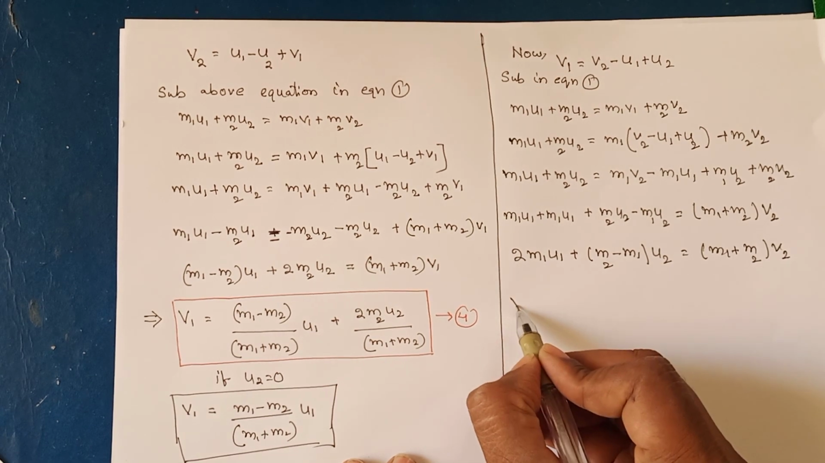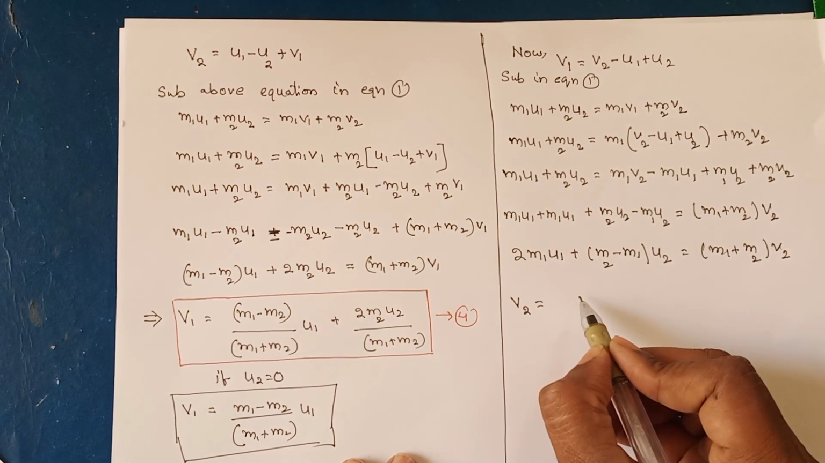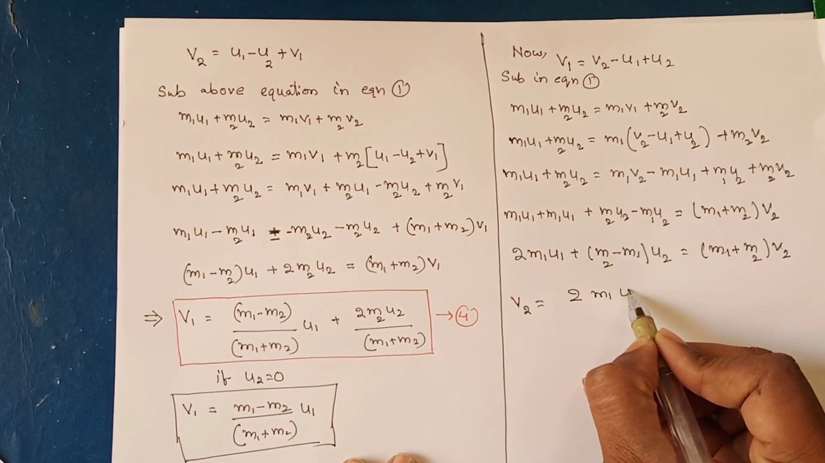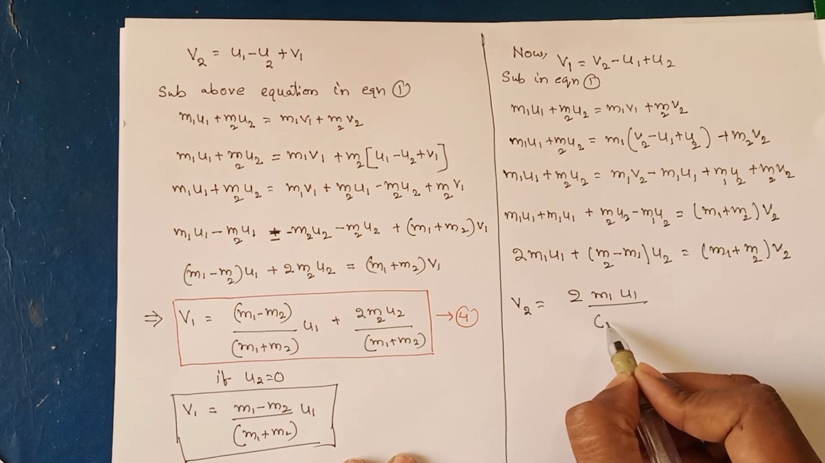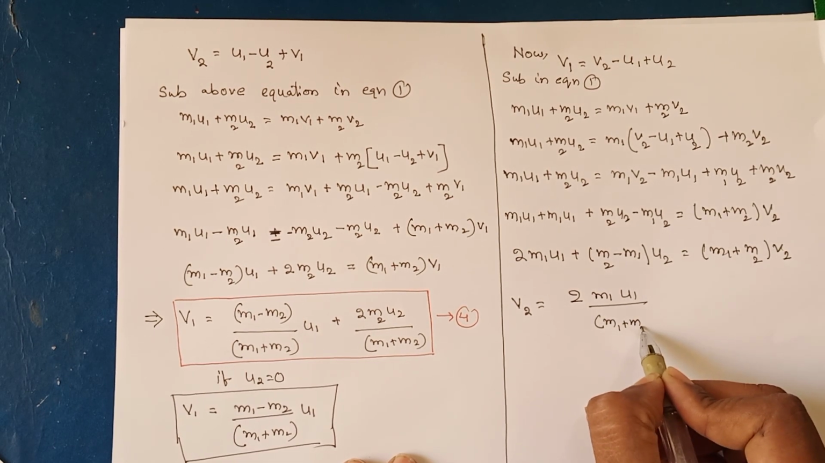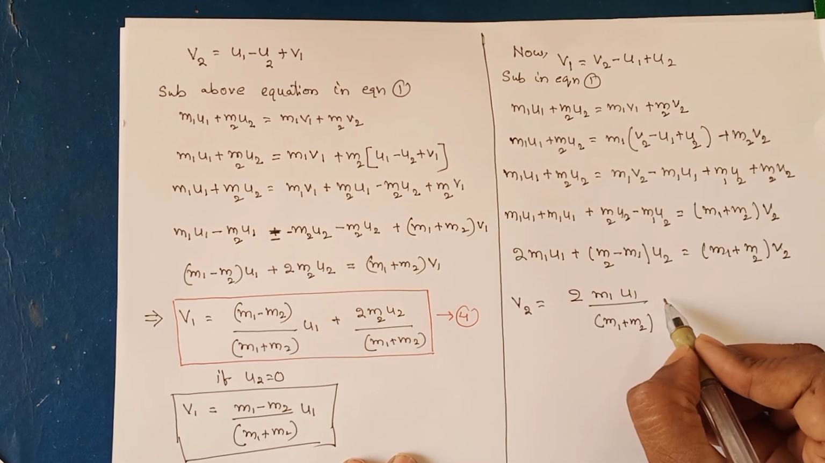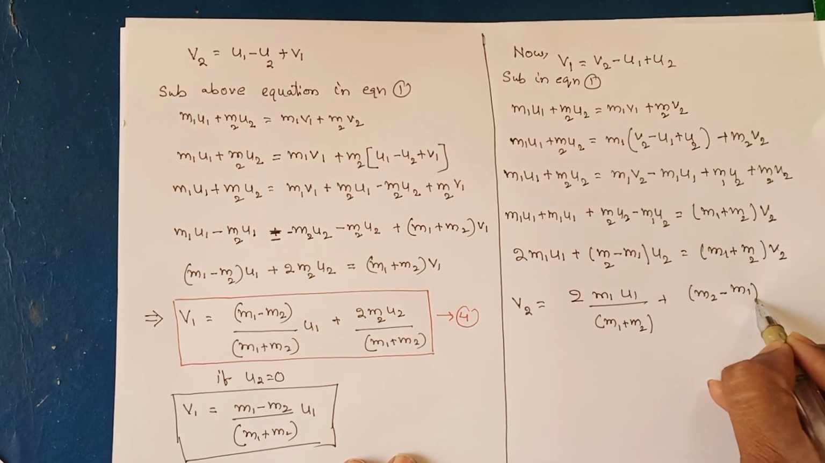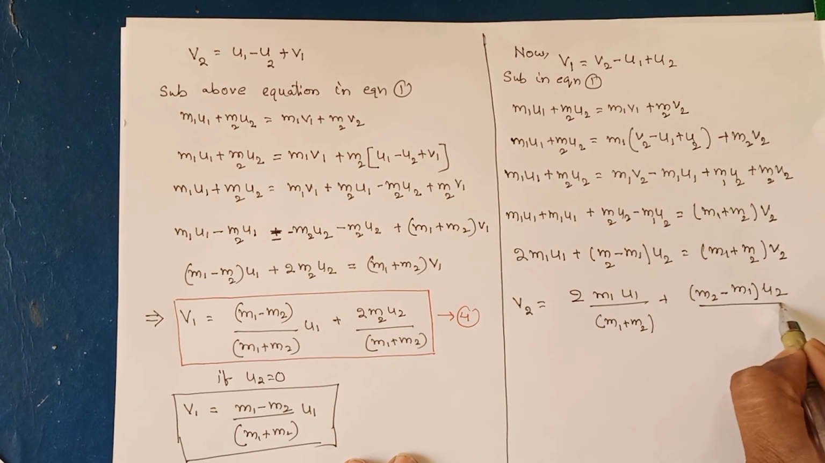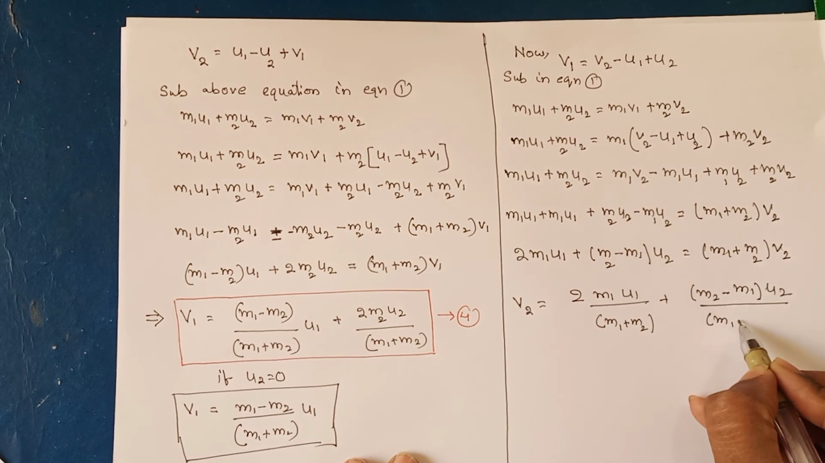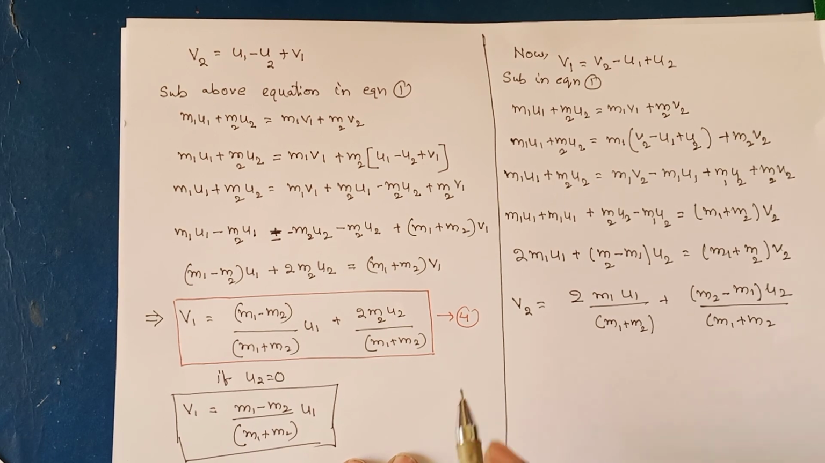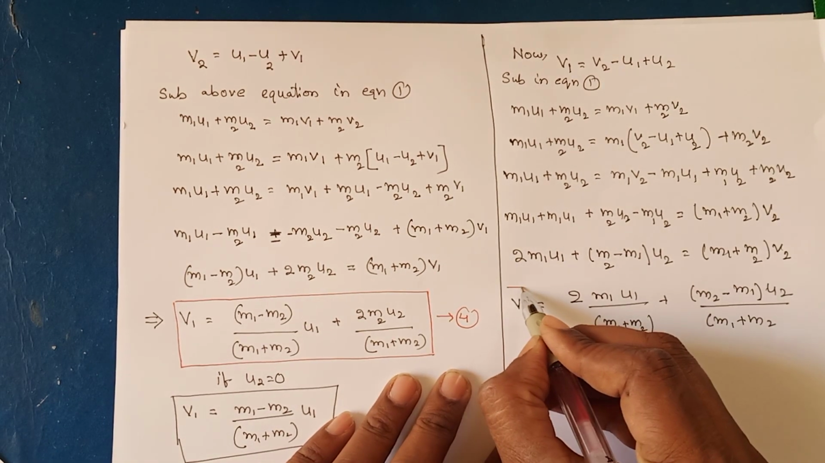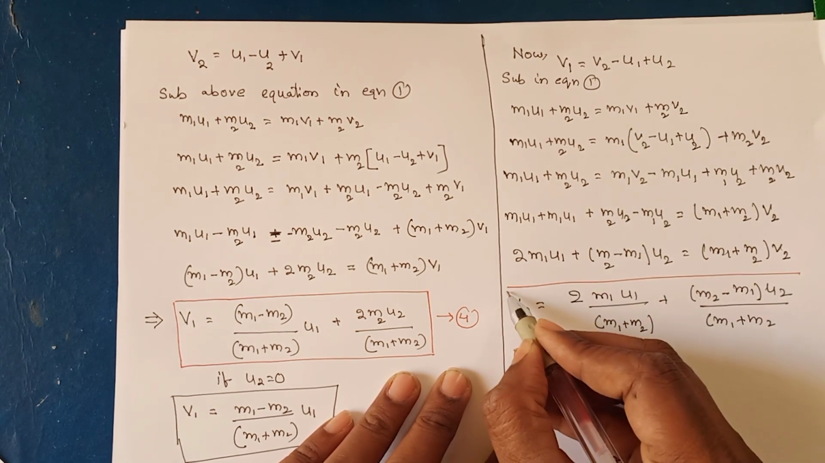What is v2 here? v2 is equal to 2 m1 u1 by (m1 plus m2), plus (m2 minus m1) u2 by (m1 plus m2). So this is an expression of final velocity after collision.